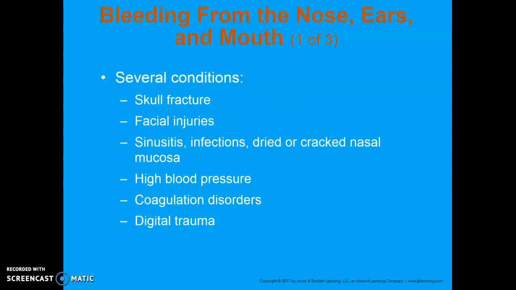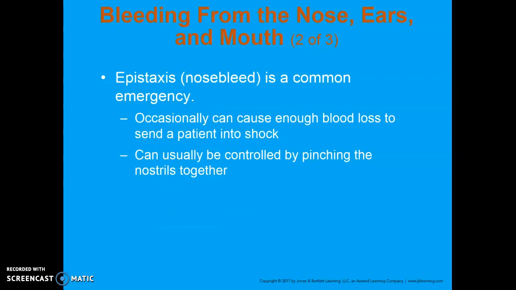Bleeding from your nose, ears, and mouth definitely presents problems with airway obstruction or aspiration. There are several different conditions that can result in bleeding from these areas: skull fractures, facial injuries, sinusitis, infections, people that abuse nose sprays because it'll cause things to dry out and crack, high blood pressure, coagulation disorders, and then digital trauma, aka picking their nose.